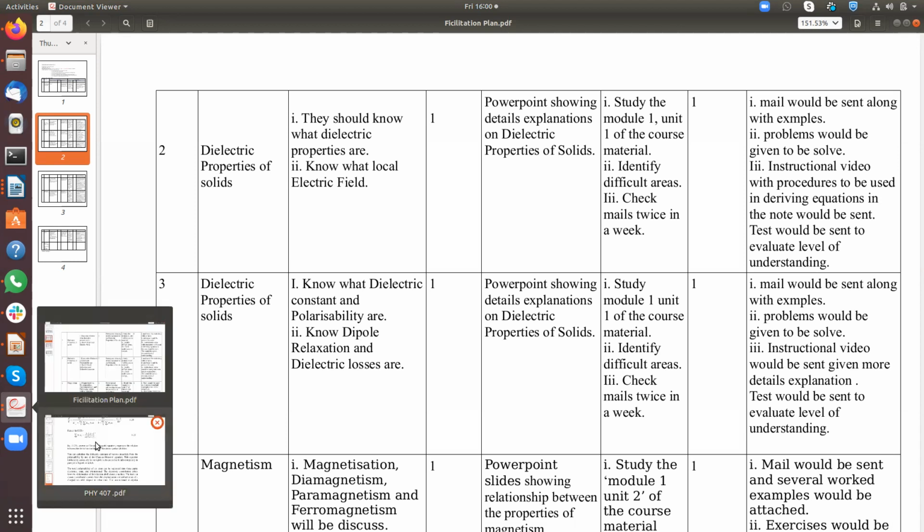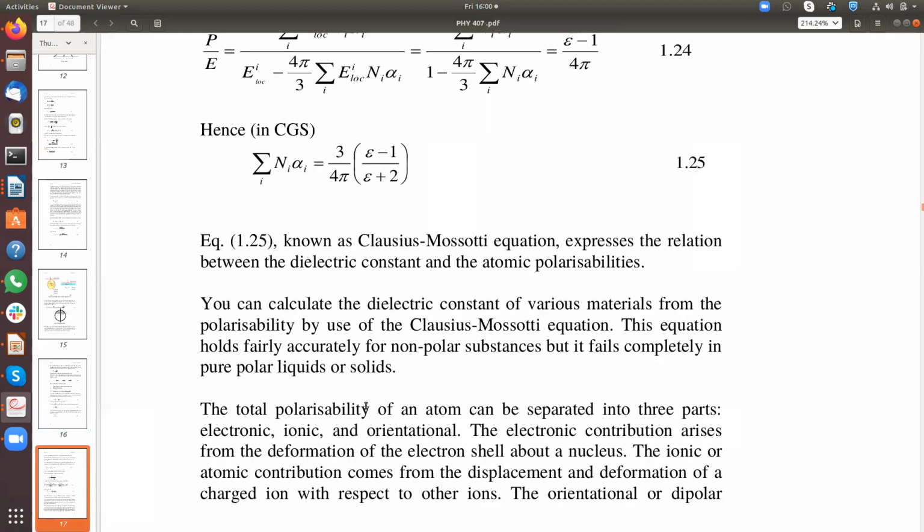If you have watched the videos of the last two classes and you have any questions, you are free to ask me before we continue from where we stopped last week. Any questions? Okay. In the absence of questions, last week we were able to establish equation 125, which we call the Clausius equation, which expresses the relationship between the dielectric constant and the atomic polarizability. So we can calculate the dielectric constants of various materials from the polarizability using the Clausius equation.